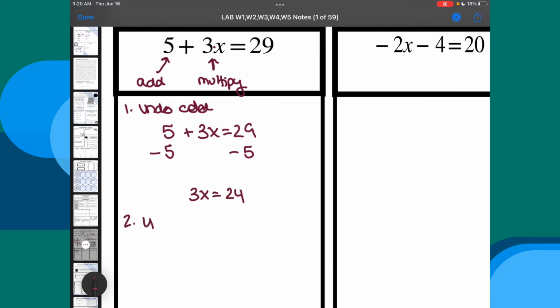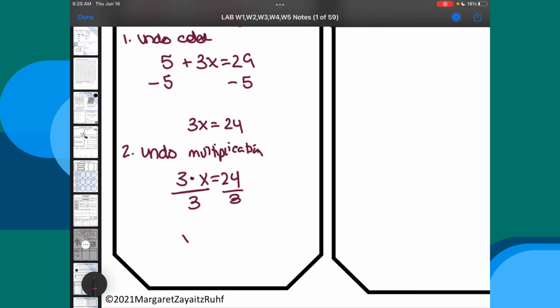Our second step is that we're going to undo the multiplication. We use division. So 3 times x is equal to 24. We will divide both sides by 3. That's going to leave us with x is equal to 8. We can plug that back in to check our answer.